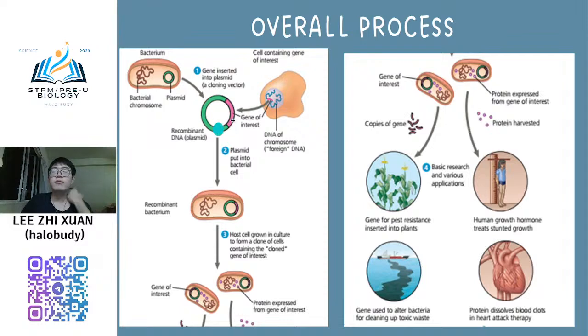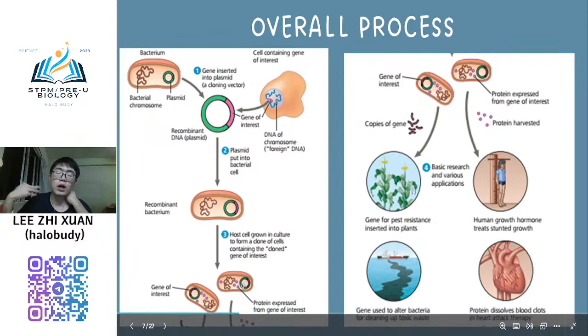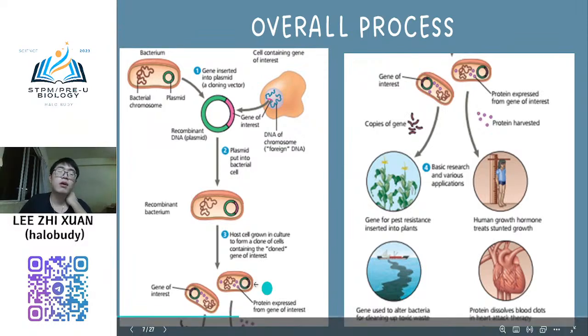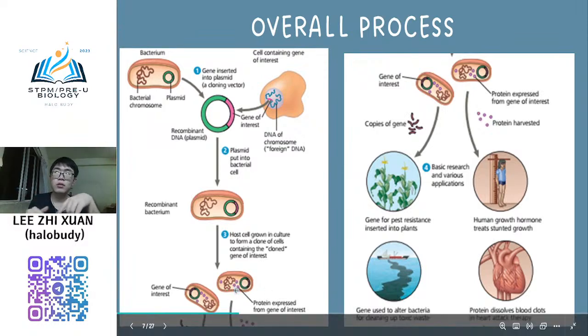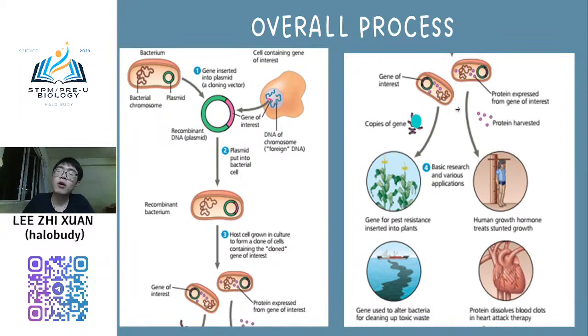So when this plasmid already contains the gene of interest, it goes into the host cells again, and then the host cells will undergo cloning. It will be cloned, and then produce more and more host cells. So this host cell then will express the protein. As we know, gene expression, you already learned gene expression. So maksudnya dia akan hasilkan protein yang kami nak lah.